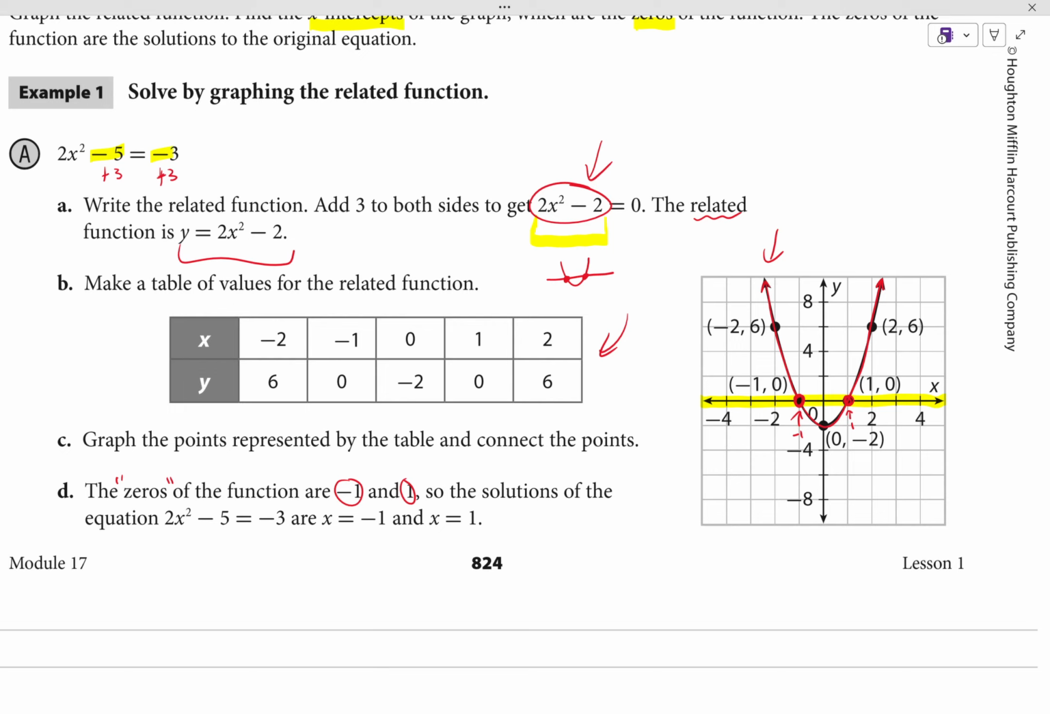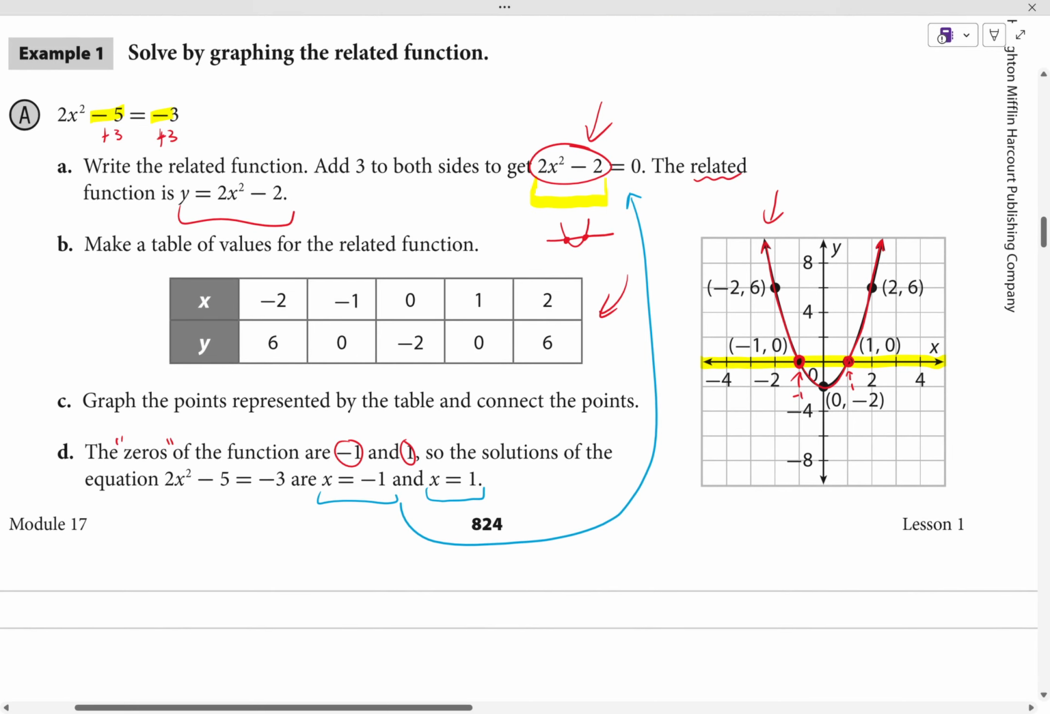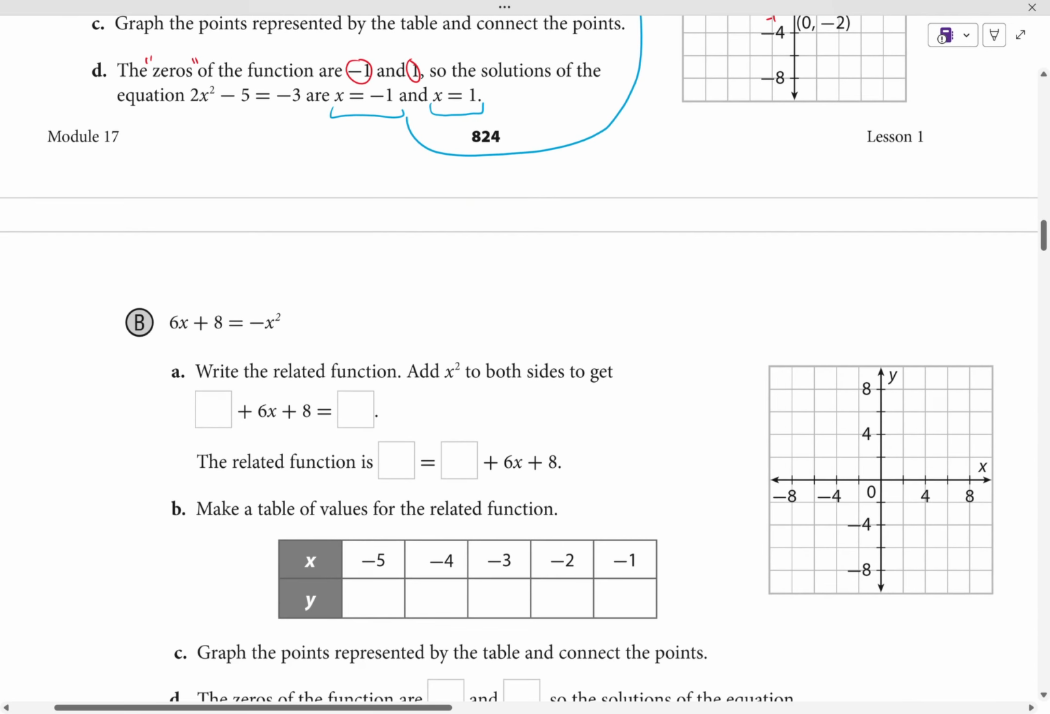That means that the solutions to the equation we started with, the solutions for x, are x equals negative 1 and x equals 1. So we solved it by graphing that quadratic and finding the zeros of the function. All right, so let's do another example.